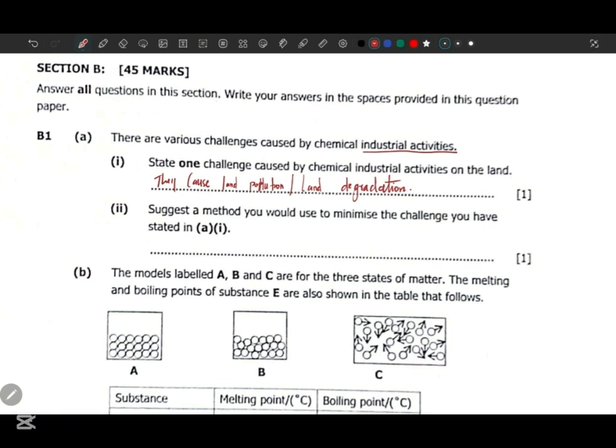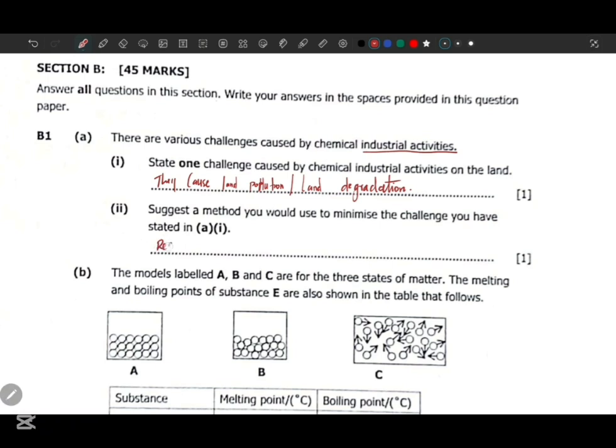Suggest a method you would use to minimize the challenge that you've stated. So based on the challenge that you've stated, suggest a method that you would use to minimize that same challenge. For example, when it comes to land pollution, let's say you are just throwing litter everywhere, plastics and so forth. Instead of just throwing plastics in containers and everywhere, reuse them. The 3 R's: reuse, or recycle.